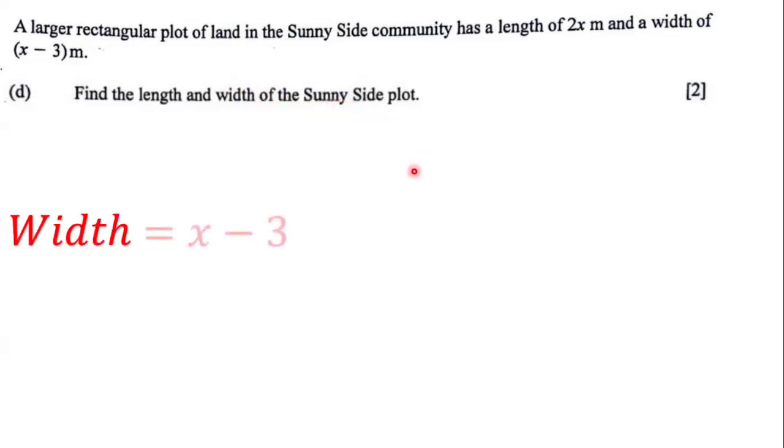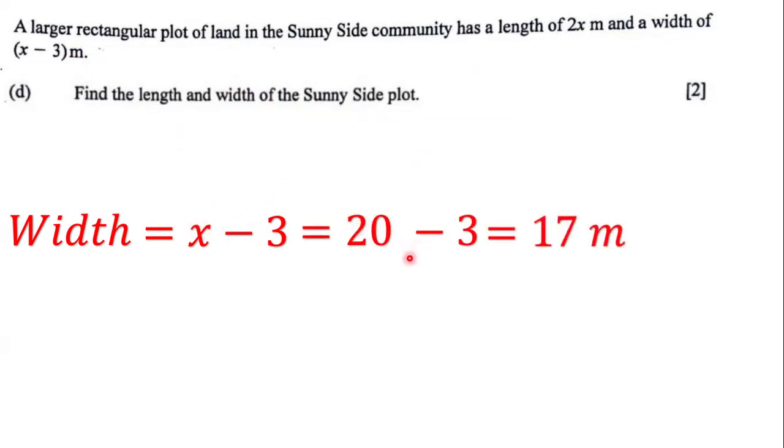Now, the width is equal to x minus 3, and we know that because it says it has a width of x minus 3 meters. Now we know from what we discovered earlier that x is equal to 20. So we have 20 minus 3, and 20 minus 3 is 17. So that means that the width of the plot that's in the sunny side community is 17 meters.